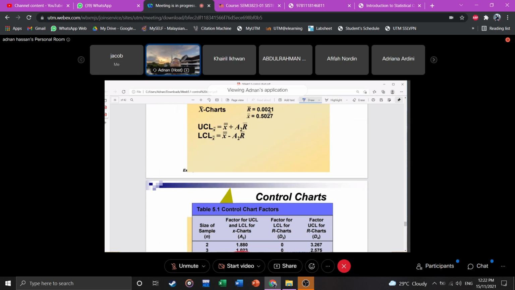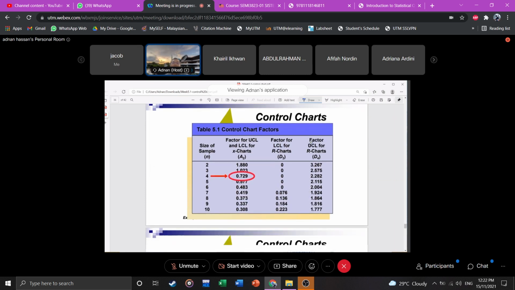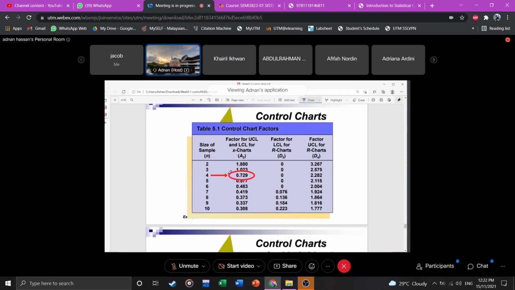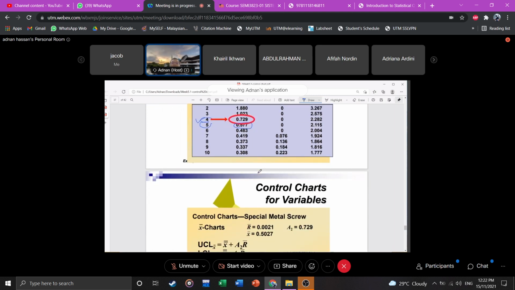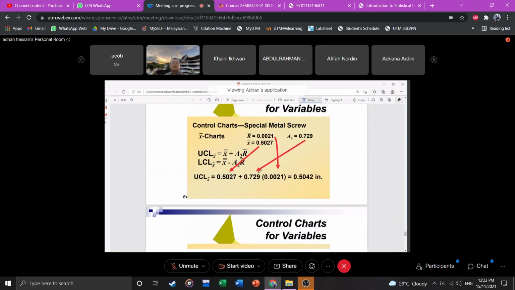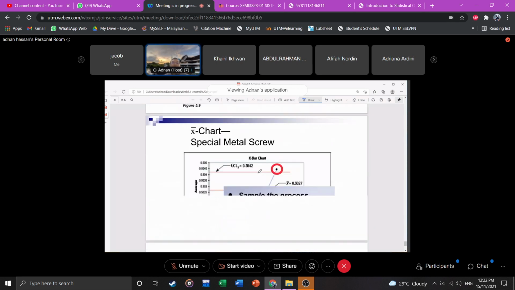This is the formula X bar chart, the A value. This formula is very popular because normally we use n of 4 or 5 only, 0.729 or 0.577. In this case, we are using n equal to 4. I think you can go through this on your own when you're doing the revision.